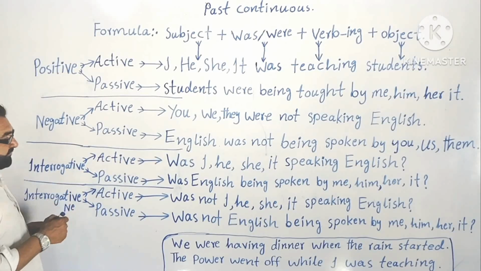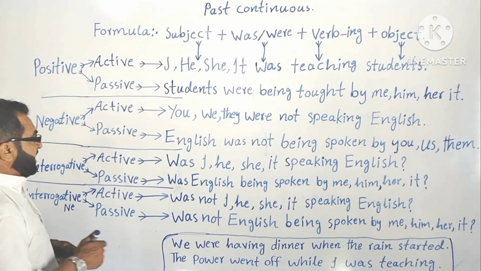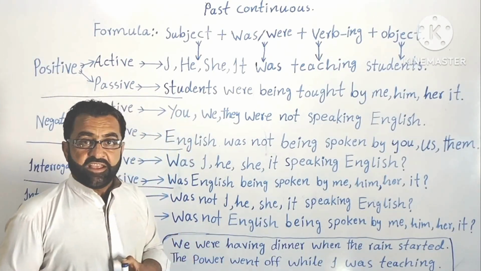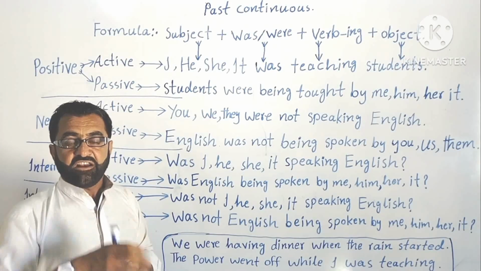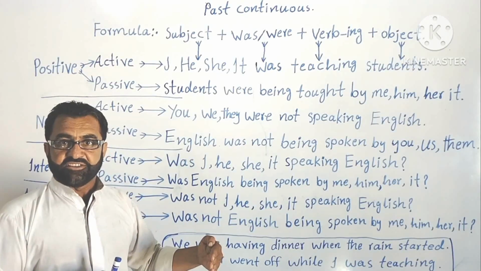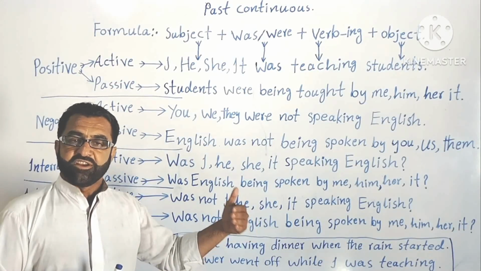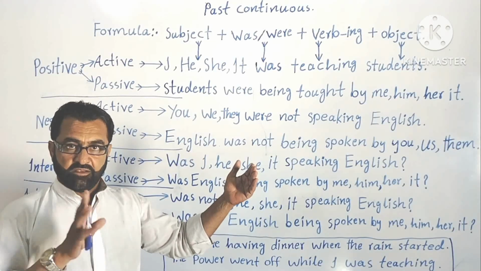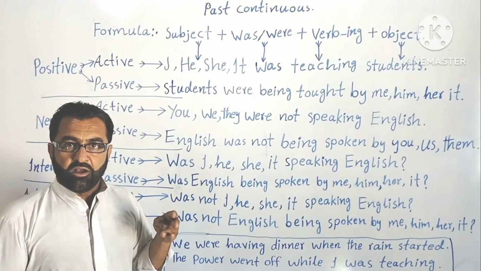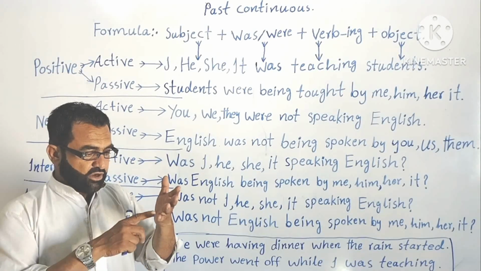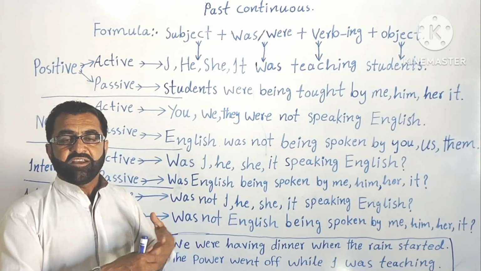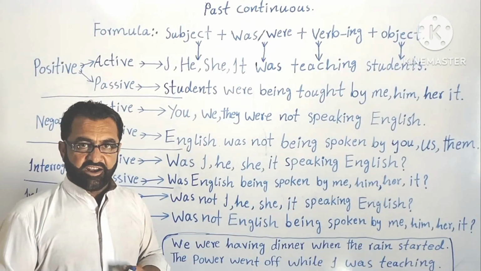Understood? So now let's go to the interrogative sentences. Interrogative sentences, okay? So first of all, let's take the example of active voice. Here I would like to tell you one thing, that in interrogative sentences, first of all, you'll have to put the helping verb at the beginning, then your subject, then your main verb, then your object. Understood?